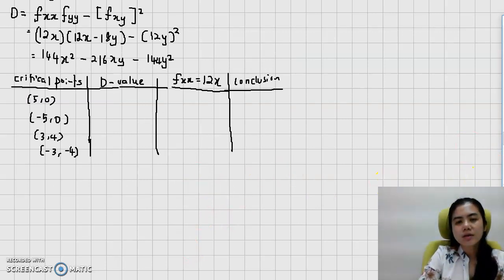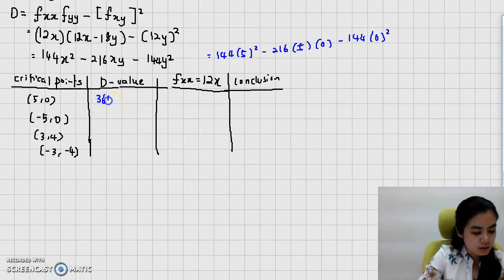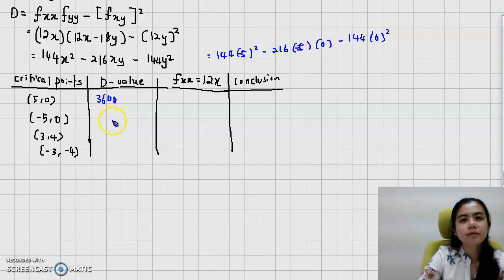So you are talking about the value that is obtained from the substitution of the coordinates into the D equation. For this case, your x is 5, your y is 0. So sub it here, x is 5, y is 0. So what do you get? You would have 144 times 5 squared, minus 216 times 5 multiplied with 0, minus 144 times 0 squared. And what is the result? The result is actually 3600. The same thing happens here. You do the substitution with x as minus 5, so at the end, you will have the result of 3600 also.